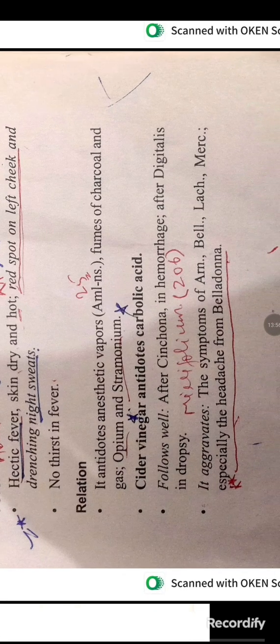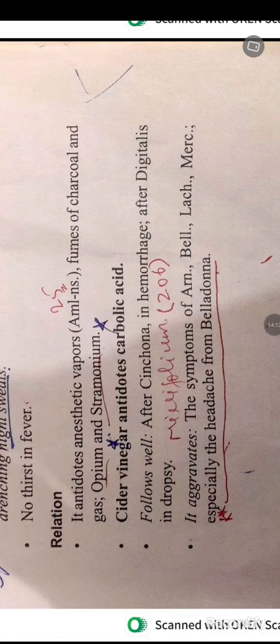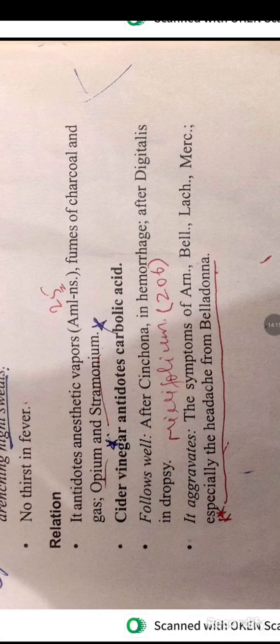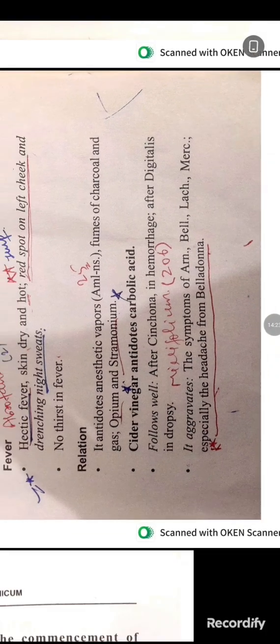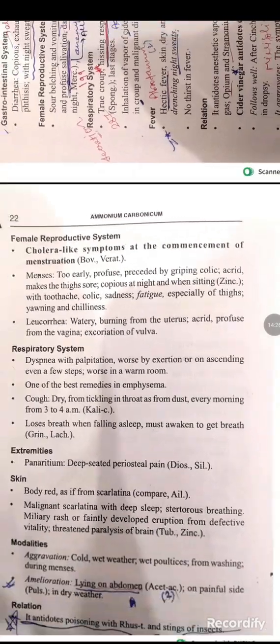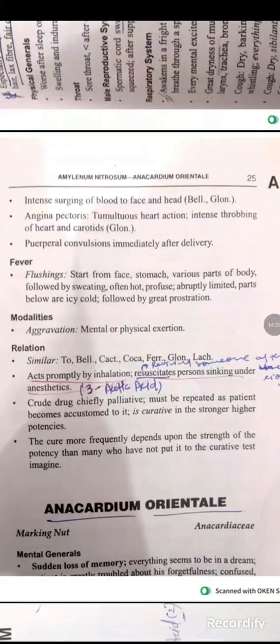Relation. The most important point for AIPGT and the next exam is that you have to remember relations of all the medicines. So now we study relation of acetic acid. Acetic acid antidotes anesthetic vapors. Amyl nitrosum medicine too. In amyl nitrosum medicine this kind of symptom is written. So go for page number 25.